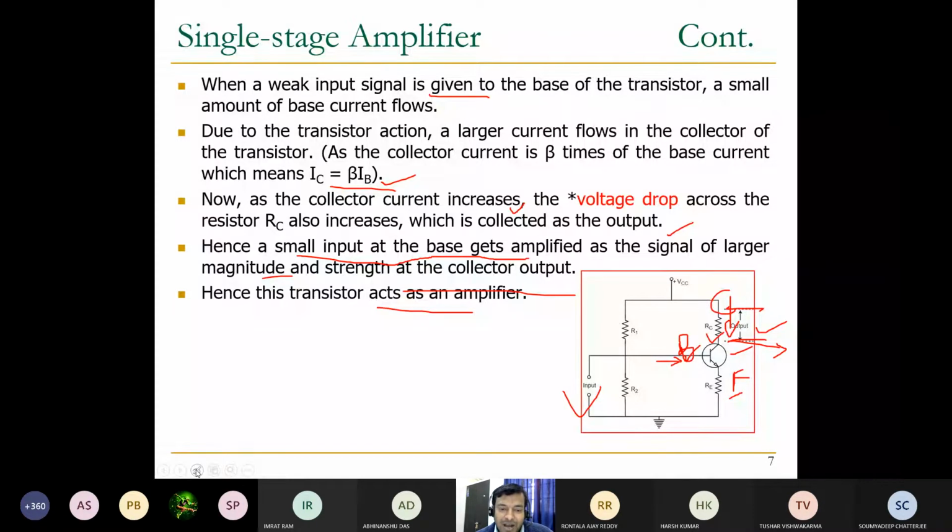Okay. So now this transistor acts as an amplifier. So why is it called an amplifier? Is it clear? Yes or no? Yes, sir. Just think about it this way. We are giving a low strength signal, and we are getting a stronger signal as an output.